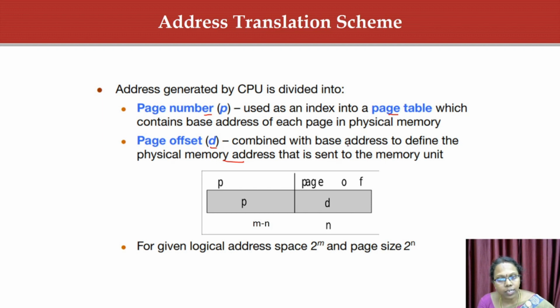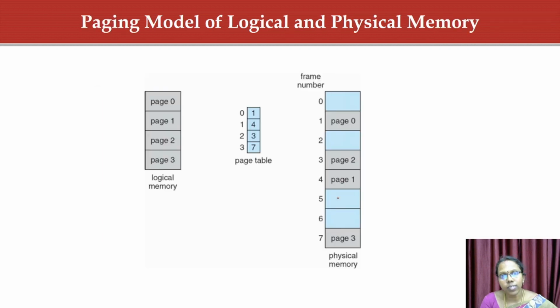For a given logical address space of 2^m and page size of 2^n, the higher-order m minus n bits define the page number and the lower-order n bits define the page offset. Here is a paging model of logical and physical memory. The logical memory consists of page 0, page 1, page 2 and page 3, four pages, and these pages reference the base addresses indicated by the page table. Page 0 is located in frame number 1. Similarly, page 1 is located in frame number 4.